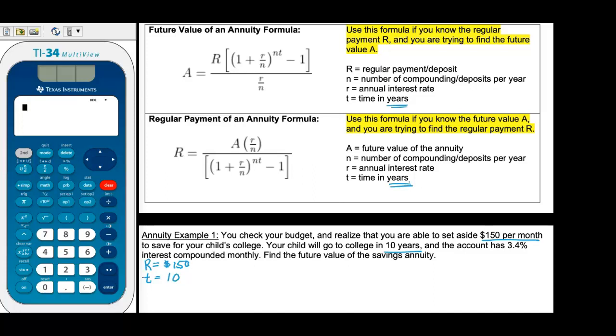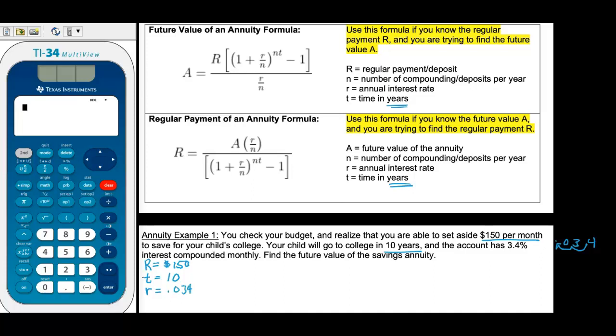Never months. The account has a 3.4% interest rate. Again, just like with the compound interest equation, the rate has to be a decimal. So you take the 3.4%, drop the percentage sign, and move the decimal two spots to the left with a placeholder 0. So I'm going to write 0.034 for R.